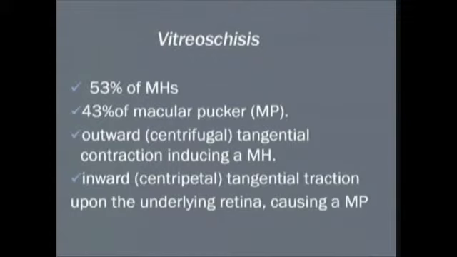Vitreoschisis was associated with 53% of macular holes and 43% of macular pucker, and it can cause either outward tangential traction, which induces macular hole, or inward tangential traction, which explains the pathogenesis of macular pucker.